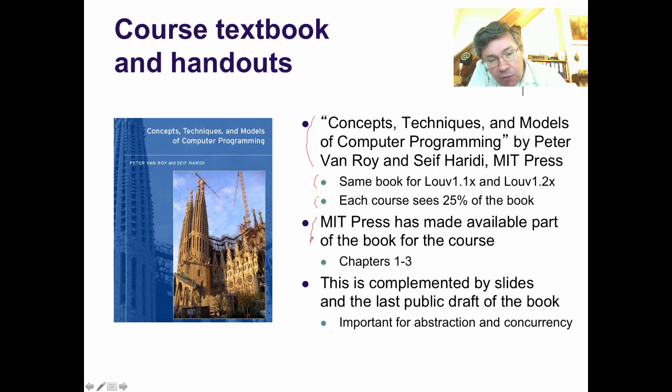So as for Louvain 1.1x, MIT Press makes available part of the book for the course, chapters 1 through 3. But in fact, this is not enough for the whole course. So we complement this with the slides, and I've also put in the course wiki a link to the last public draft of the book. This public draft has all of the extra information that is not in chapters 1 to 3. So with this, you have enough information to complement the lessons very nicely.